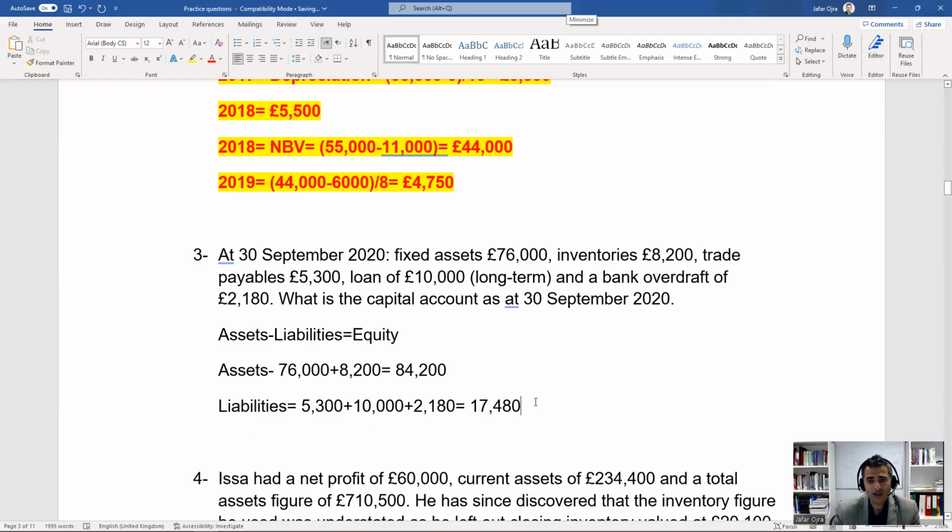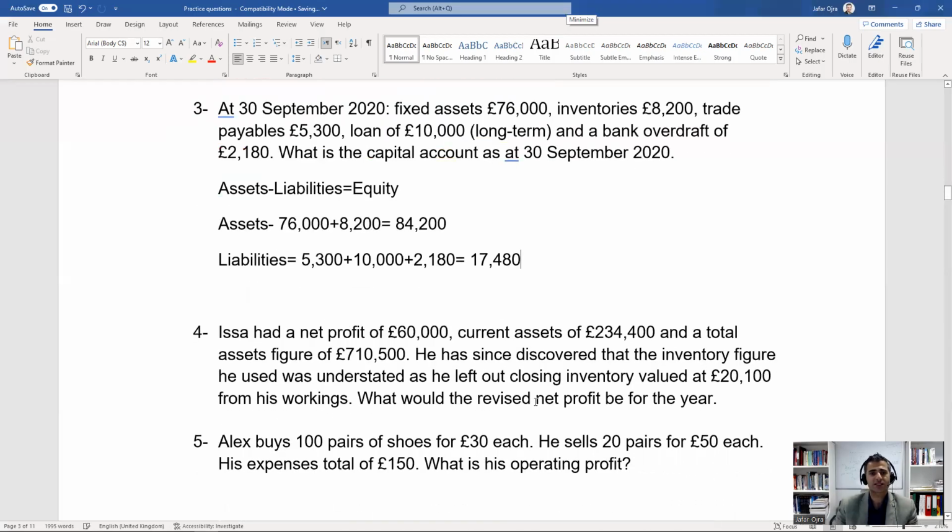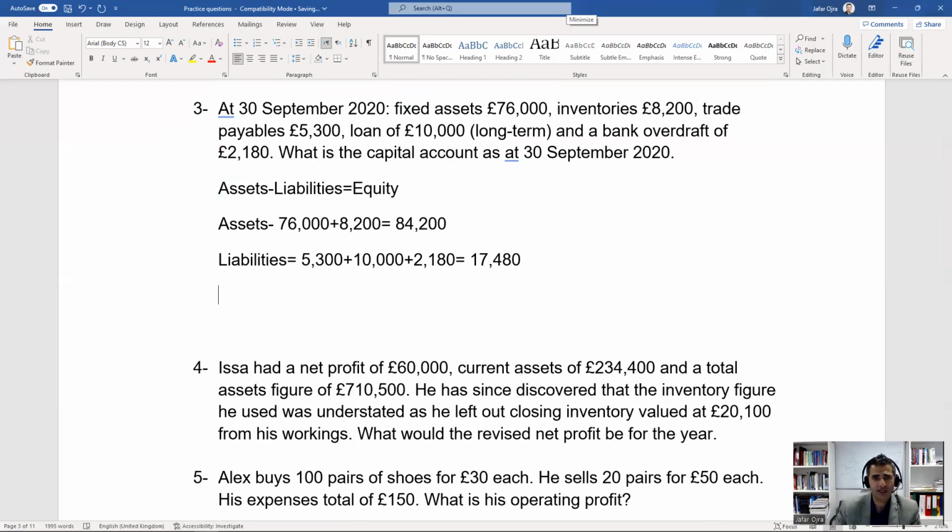So in this case, once you know the total assets and total liabilities, then you just apply the equation, isn't it? Simple like that. So capital or equity equals what? Assets minus liabilities. So which is 84,200 minus 17,480, that makes 66,720. So that's the answer. Right, guys? I hope it's clear.